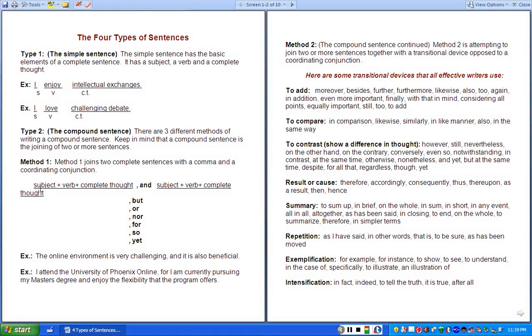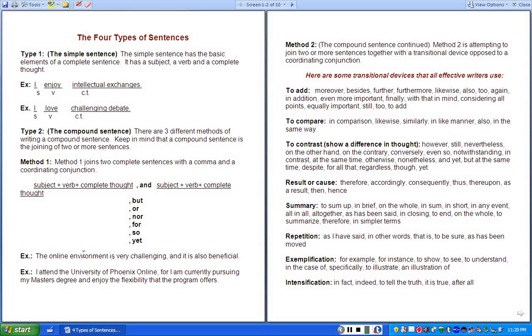So, joining two sentences together, a sentence to the left and a sentence to the right, and the coordinating conjunction is joining the two sentences together. Okay? So let's take a look at the first example. The online environment is very challenging. That's my first sentence. I have a subject, I have a verb, is, and I have a complete thought.